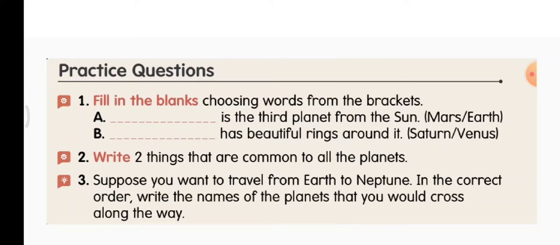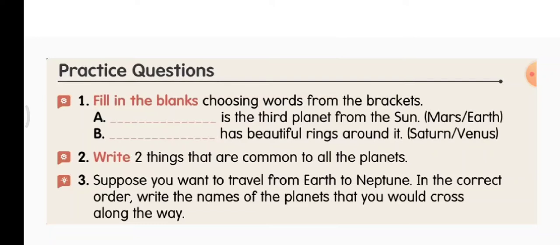Second question, write two things that are common to all the planets. All the planets are round in shape, they don't have light of their own, and they move around the sun. These are the three things that are common among the planets. They are round, they don't have light of their own, and they move around the sun. Okay, that's the answer. And third question, suppose you want to travel from Earth to Neptune. In the correct order, write the names of the planets that you would cross along the way.